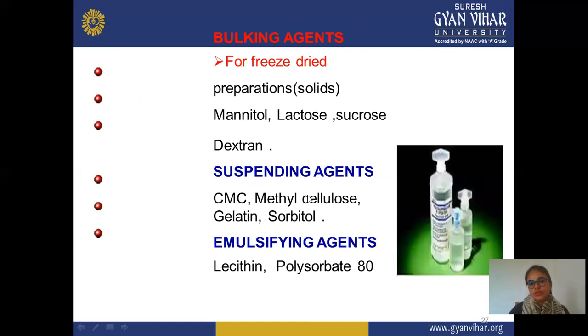It's a bulking agent. In this, maybe use some other excipient for a bulking property. For freeze drying purposes, for preparation of a solid, mannitol, dextrose, sucrose, and dextran are used. Some parenteral formulations are available in powder form, and this type of formulation you convert into solution form with the help of water for injection or any other solvent.